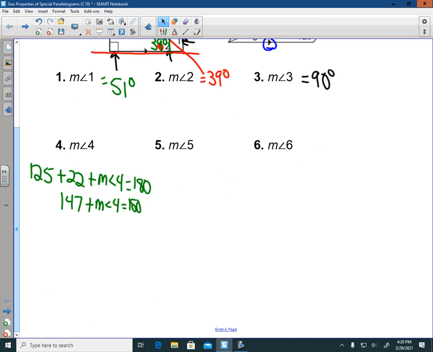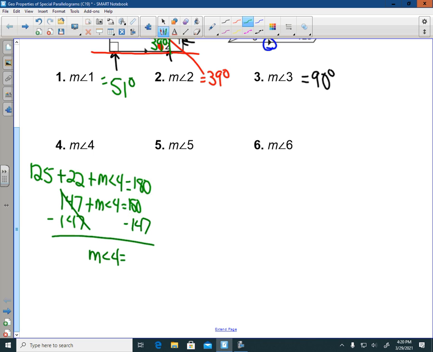So I'll do that. And then I have to subtract 147 from both sides. These cancel, and I'll have the measure of angle 4 when I'm done. Now 180 minus 147, well, let's see. 180 minus 150 would be 30, so I think we have 33 degrees here. Gosh, I hope that is correct.